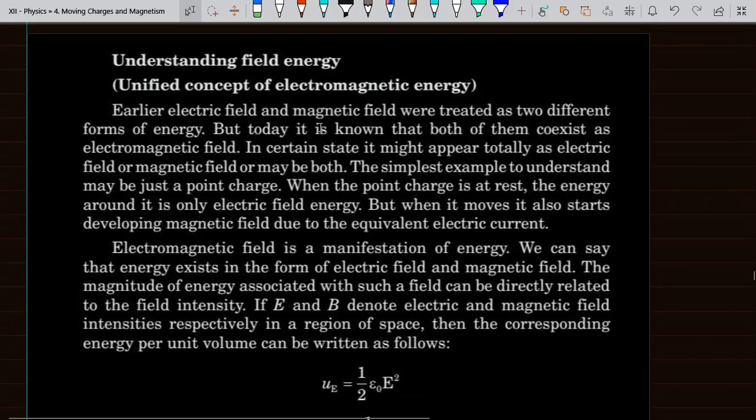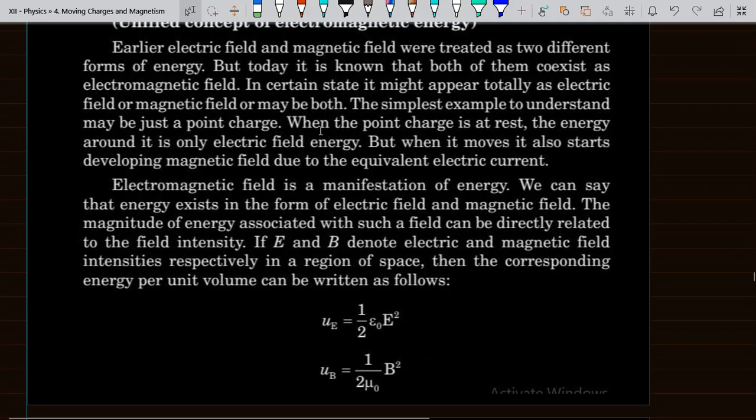Understanding field energy, unified concept of electromagnetic energy. Earlier, electric field and magnetic field were treated as two different forms of energy, but today it is known that both of them coexist as electromagnetic field. We don't call them separate. In certain cases or certain states, it might appear totally as electric field or magnetic field, or maybe both.